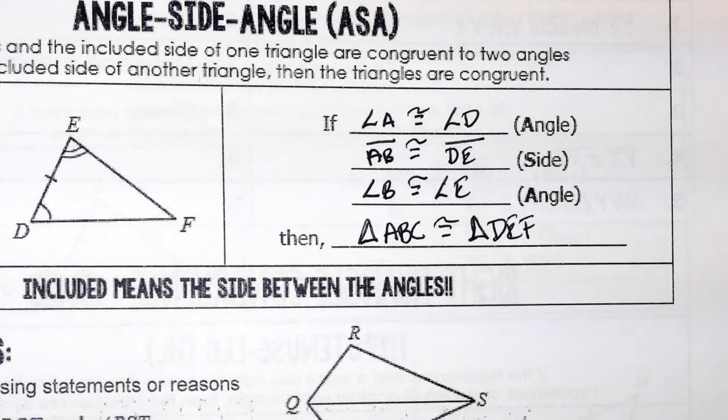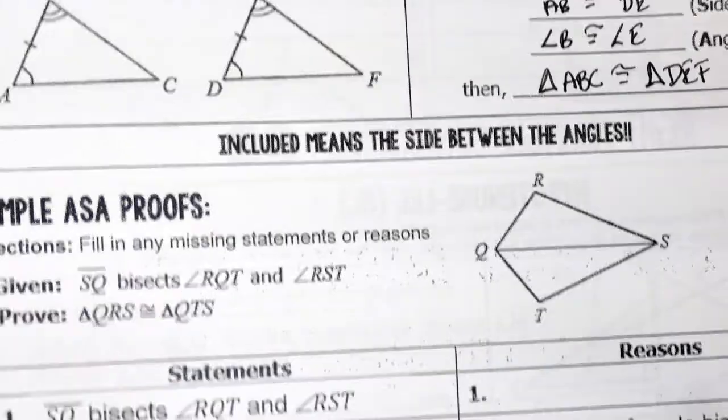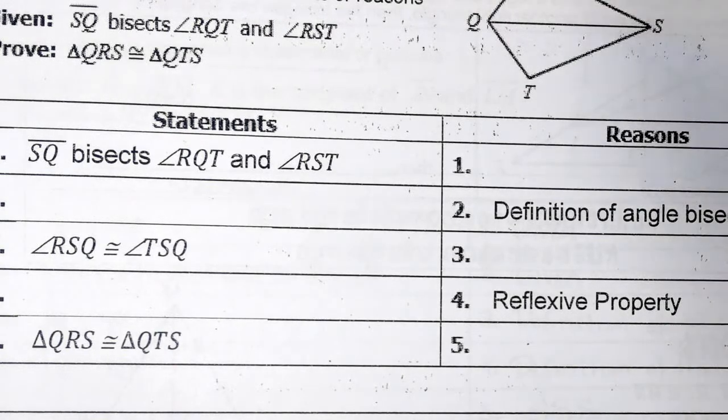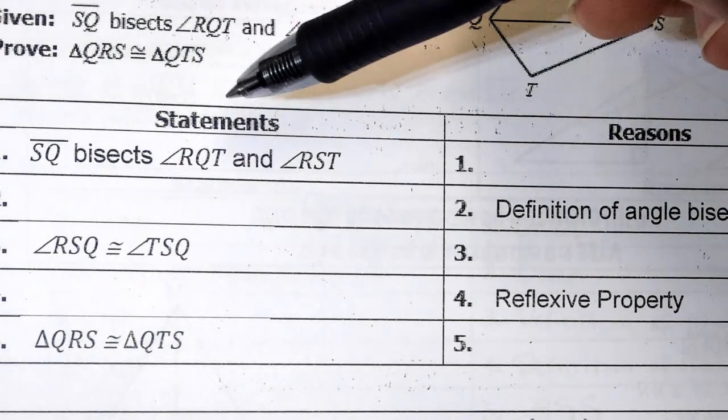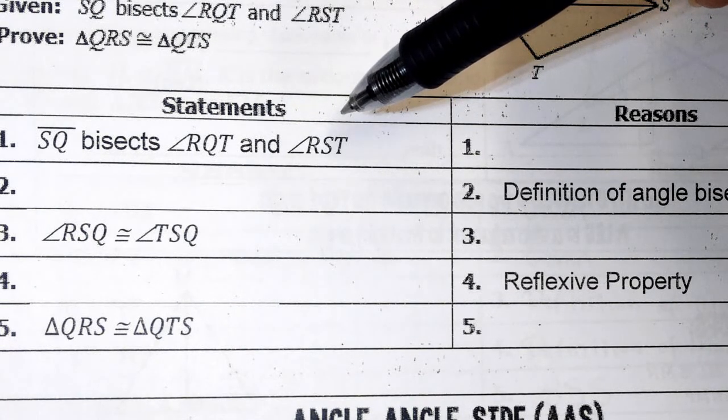Then we have a sample ASA proof. On this one, it starts out with our given information. It says given segment SQ bisects angle RQT and angle RST. And then they want us to prove that the triangles are congruent. Triangle QRS is congruent to triangle QTS. So on this one, it starts out with the first statement: SQ bisects angle RQT and angle RST.